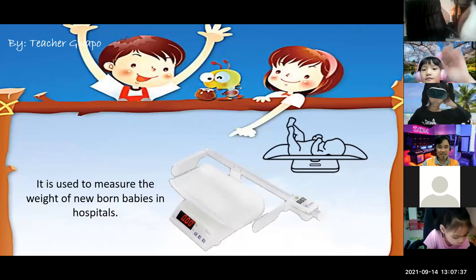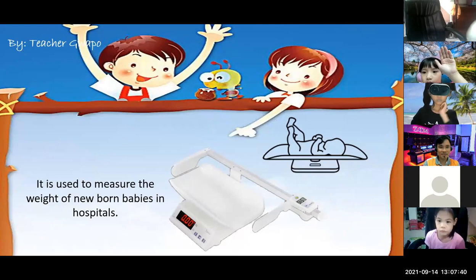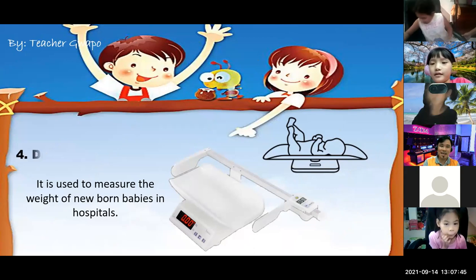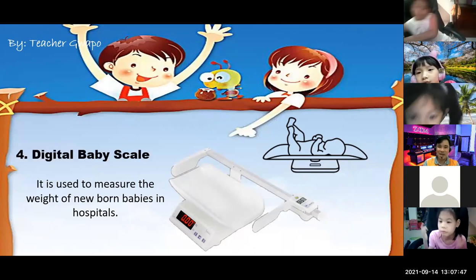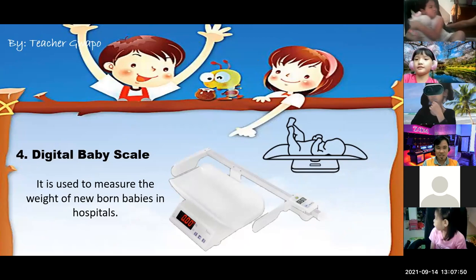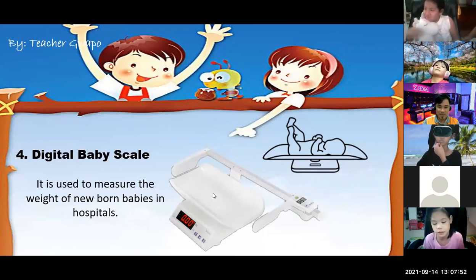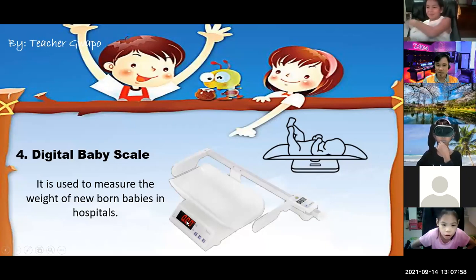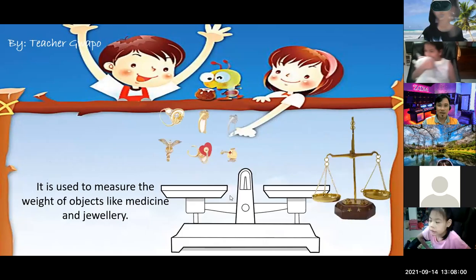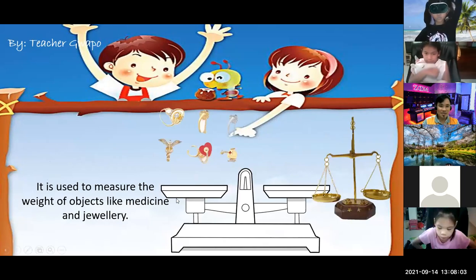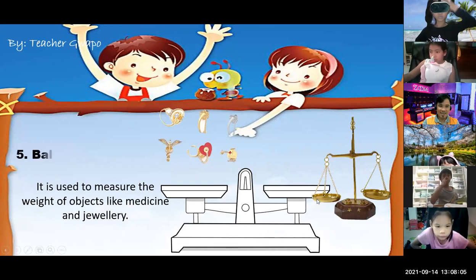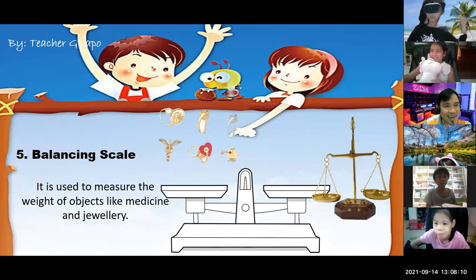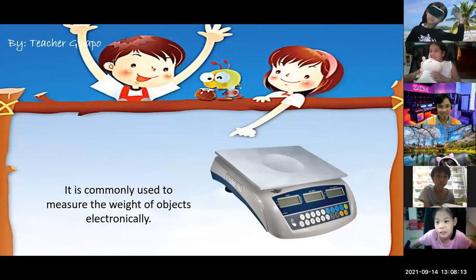Okay, Sukjang. Baby scale. Baby scale, or we say digital baby scale, is correct. Baby scale is okay, that's correct, but much better if you say digital baby scale, because it is digital. As you can see, the number will just appear here, so we call it digital. How about this one? This is a balancing scale. Okay, don't forget balancing scale. How about this?